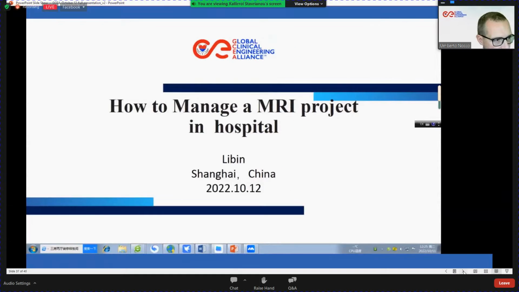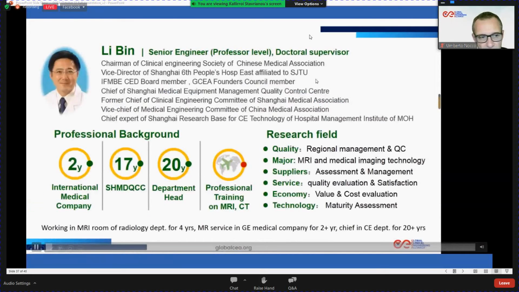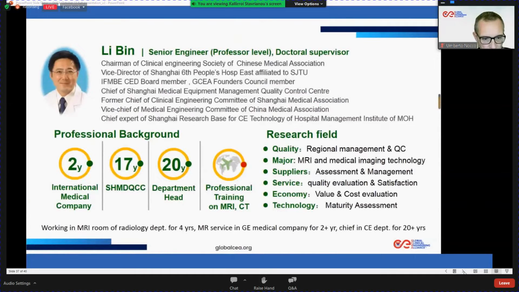Hello, I'm Li Bin. I'm glad to be here to share the presentation on how to manage an MRI project in a hospital. I'm Li Bin from China. I have been working in the MR room in the radiology department for 4 years, and for the GE company for MR service for more than 2 years, and also in the CT department for more than 20 years.